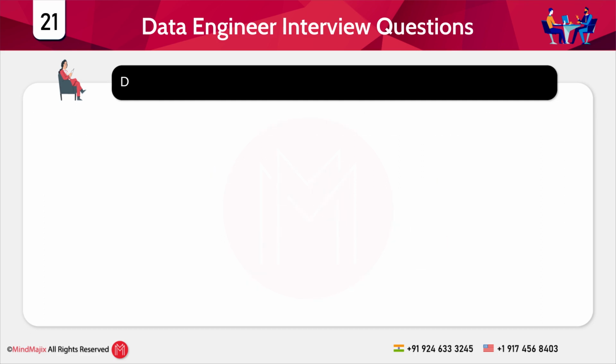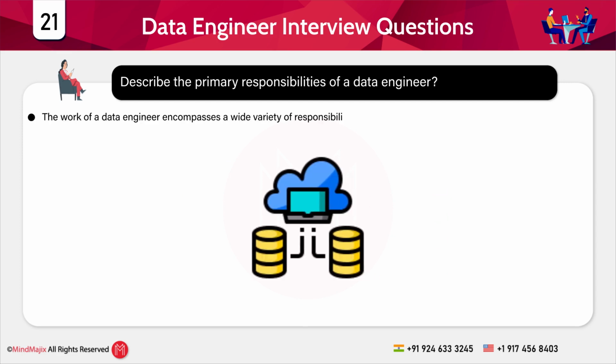The next question is, describe the primary responsibilities of a data engineer. So the work of a data engineer encompasses a wide variety of responsibilities, and they are responsible for the system that serves as the data source. Data engineers are responsible for eliminating redundant data and simplifying complex data structures. Apart from this, ETL and data transformation services are frequently provided as well by data engineers.